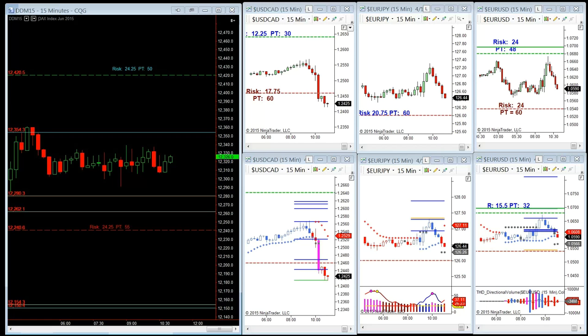It's already filled. This one at 60, it's already filled. I just hadn't taken it off. That's all.